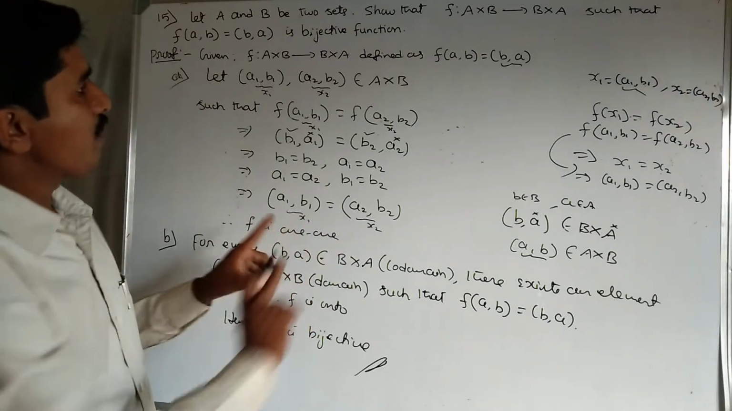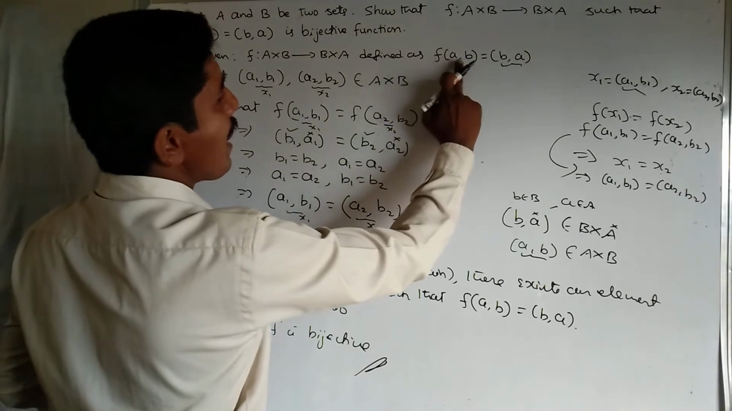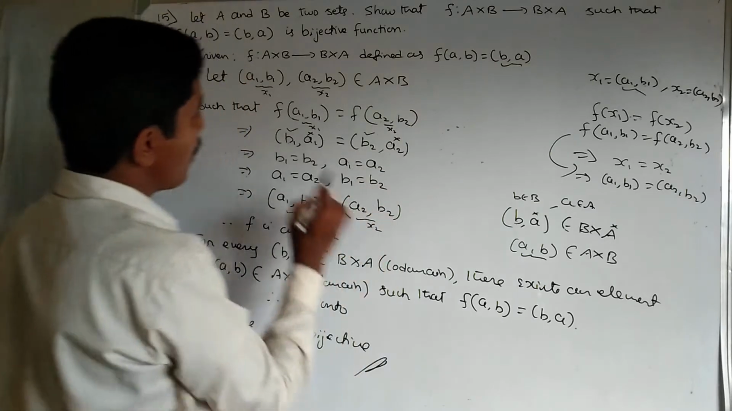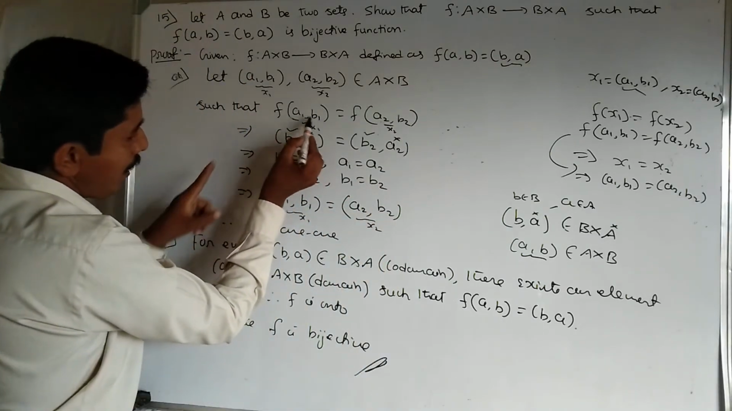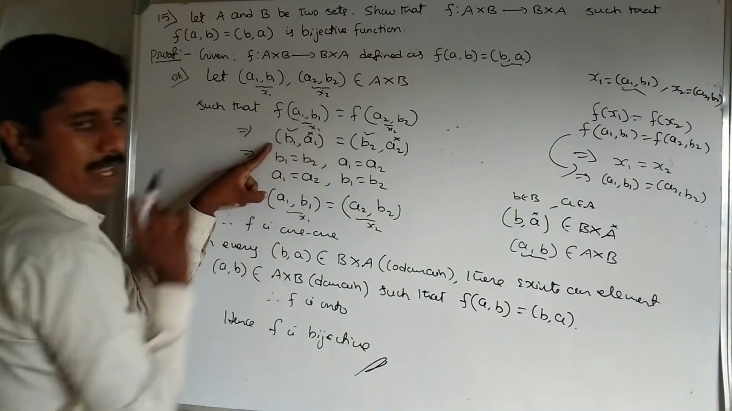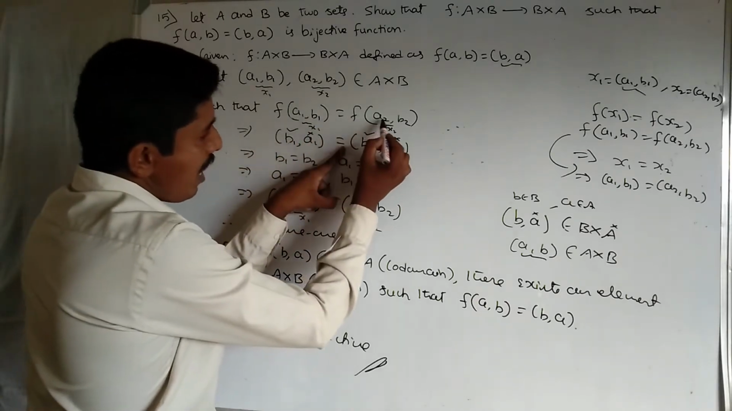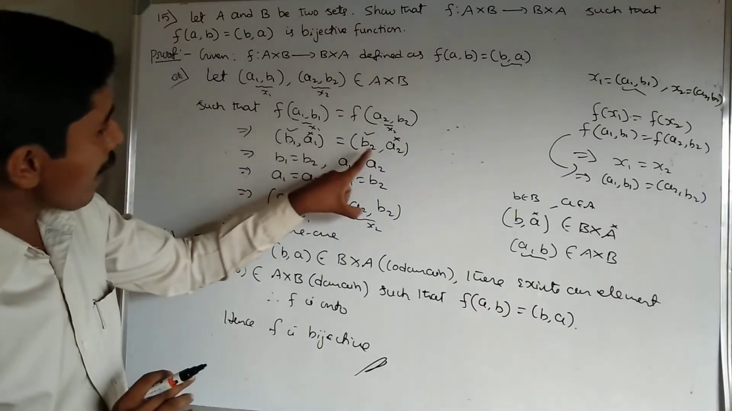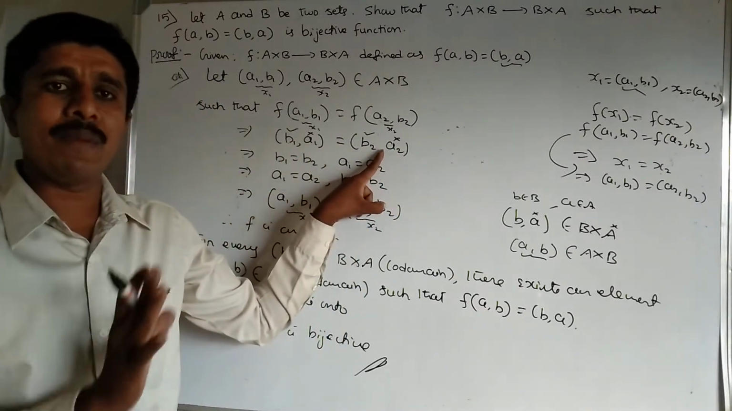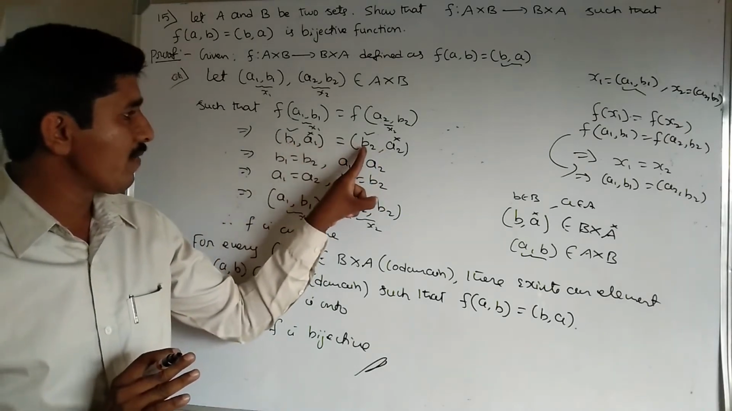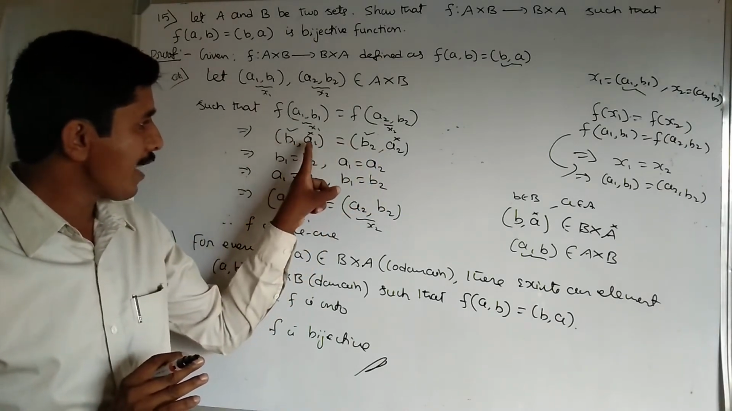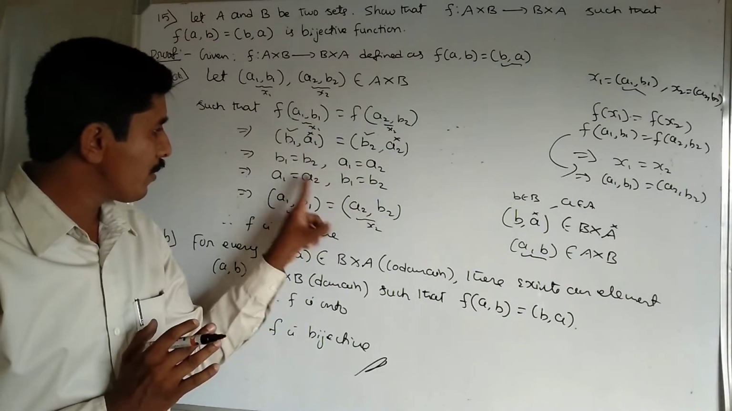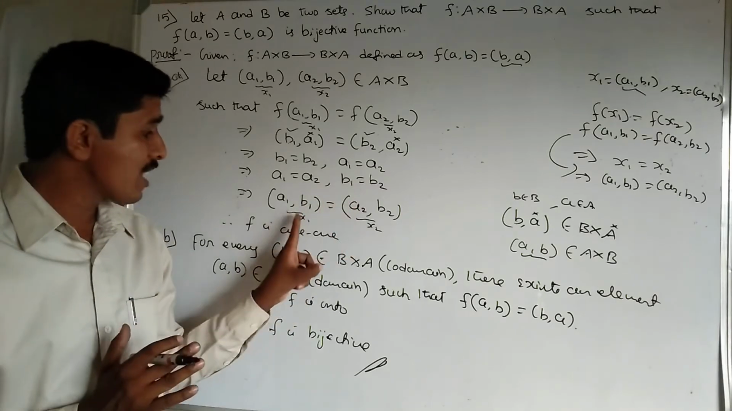Correct. Here the function is defined like this: f of (a, b) is equal to (b, a). Here f of (a1, b1) is equal to (b1, a1). Next, f of (a2, b2) is equal to (b2, a2). Two ordered pairs are equal means corresponding elements are equal. Here the first element equals the first element, b1 equal to b2. The second elements on both sides are equal, a1 equal to a2. So a1 equal to a2 and b1 equal to b2. We have to prove that x1 equal to x2.